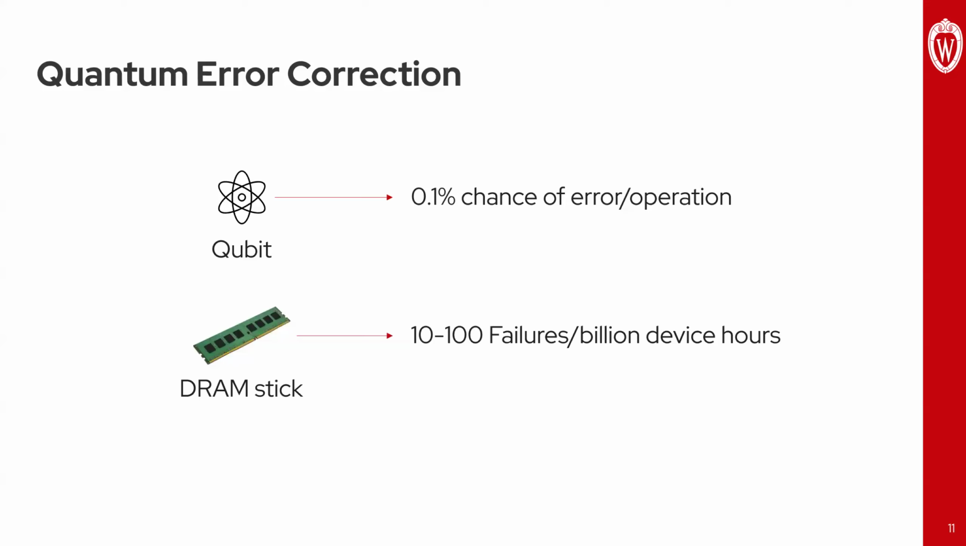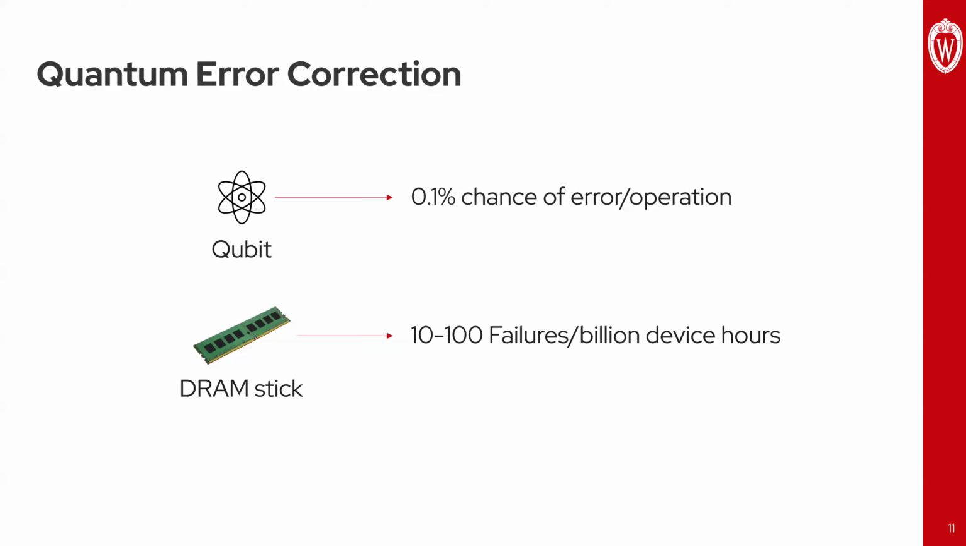Now, if you compare this with a very classical component like a DRAM stick, the failure rate is significantly lower. It's orders of magnitude lower. For a DRAM stick, it could be anything between 10 to 100 failures per billion device hours. That's a really low chance of error per operation if you try to translate the numbers.